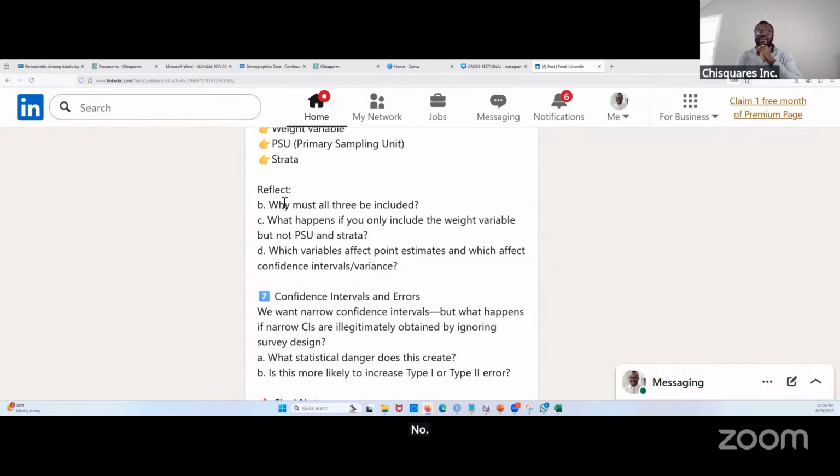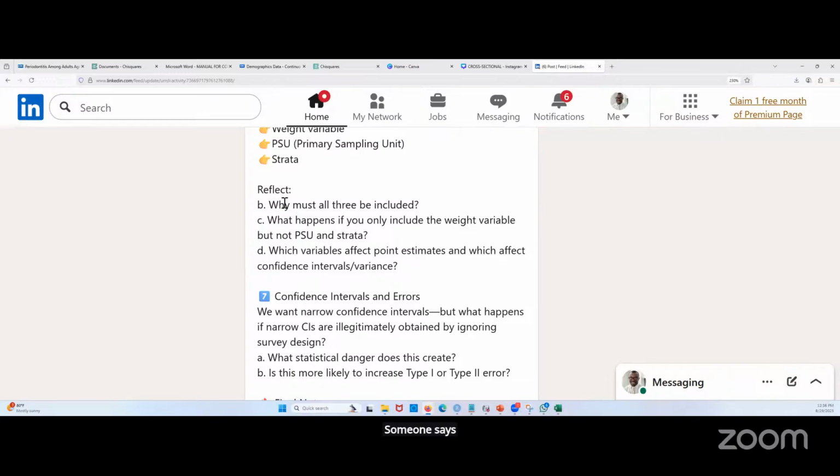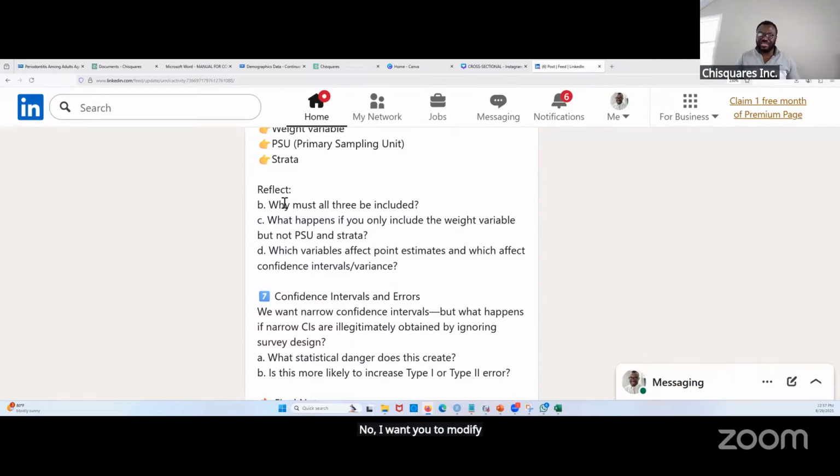All right, maybe somebody else will have to take Ali's position. We need somebody to give us an idea or their own idea of how. Again, we're all methodologists here, okay? Don't be shy. Someone says conducting surveys among senior high school students. No, I want you to modify the illustration we're giving, right? You are now in Zamunda.